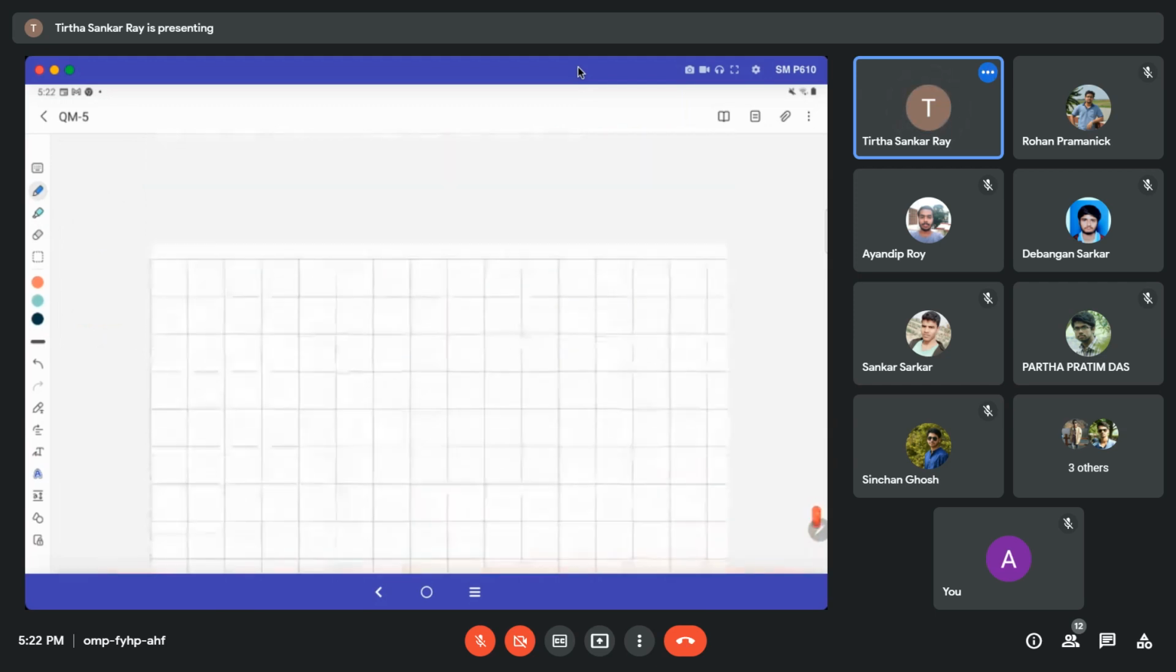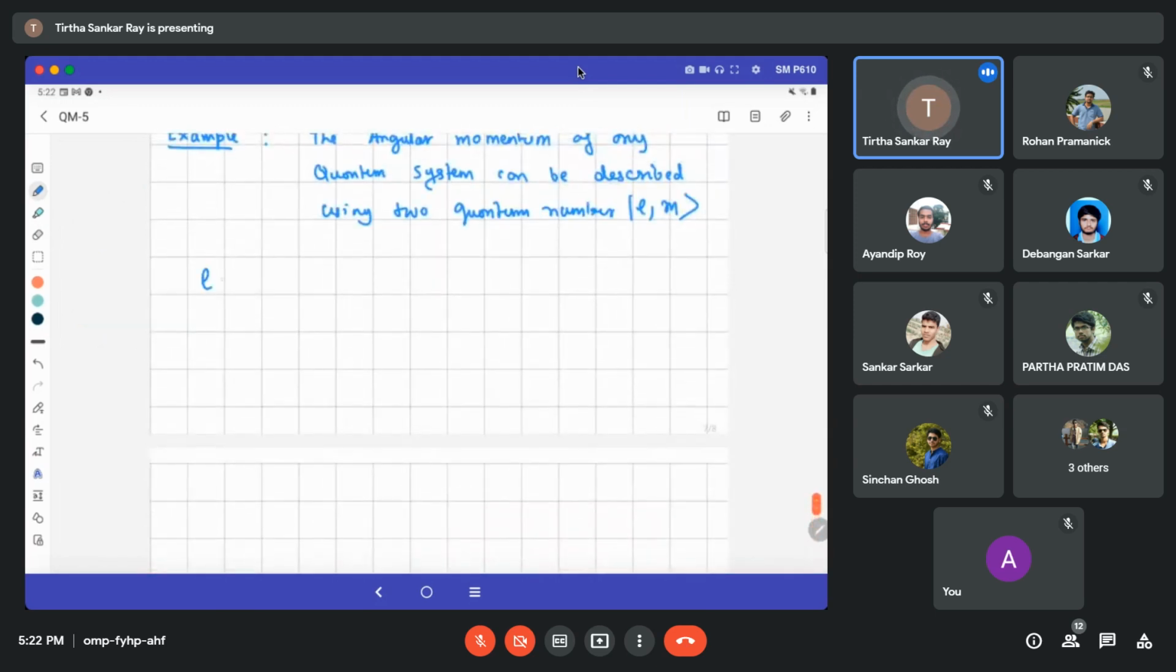So let's look at an example where L is equal to half. So M will move from minus L to plus L in steps of 1, so it can only have two possibilities. These are all the possible things that you can have. Already you know that the L square value is going to be given by half into half plus 1 h cut square, and the LZ value will be either plus or minus half of h cut.